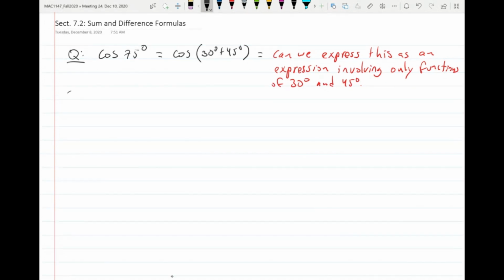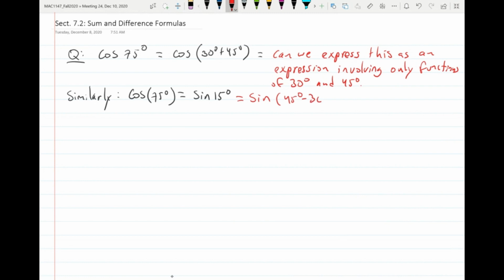And in a similar way, instead of saying that 75 is 30 plus 45, you could say that cosine of 75 is the same as the sine of 15. Remember, I'm using the cofunction theorem that says that 75 and 15 are complementary angles. When you add them, you get 90 degrees. So the cosine of one is the sine of the other, as you all know. Then you could say, well, 15 degrees, we could write it as 45 minus 30.